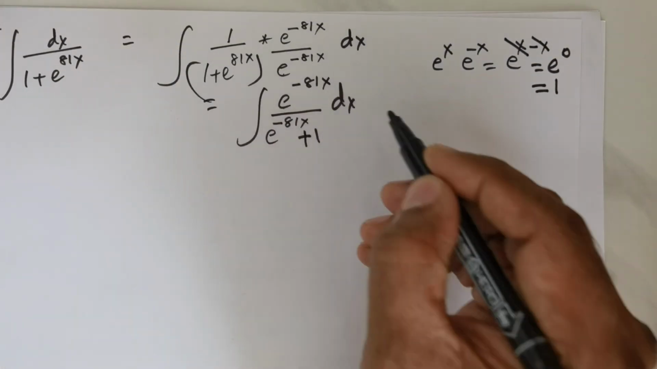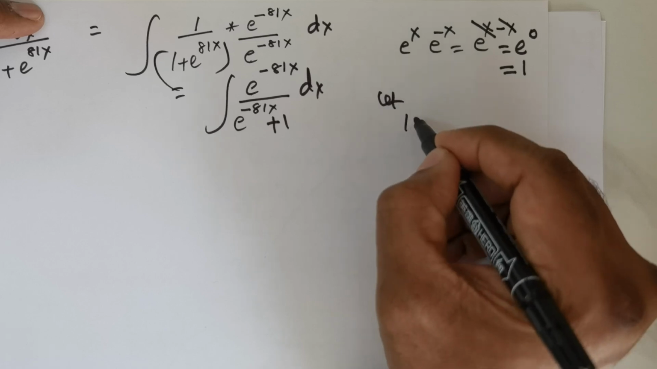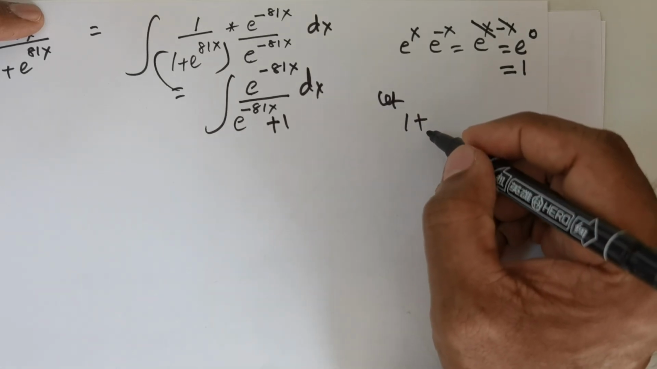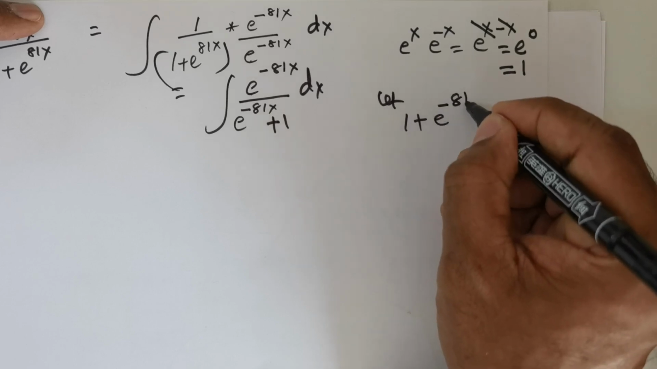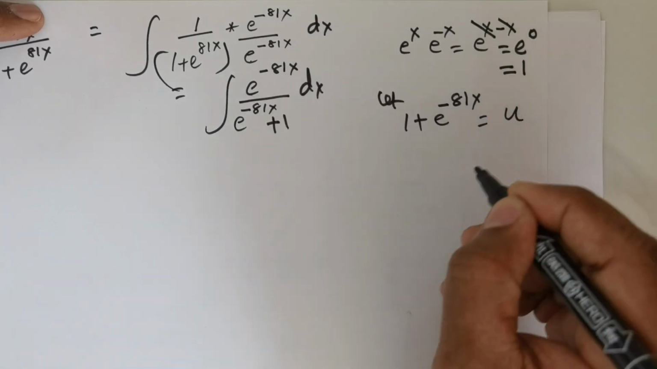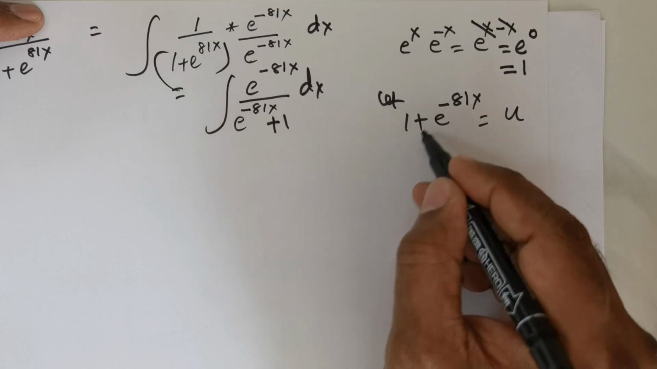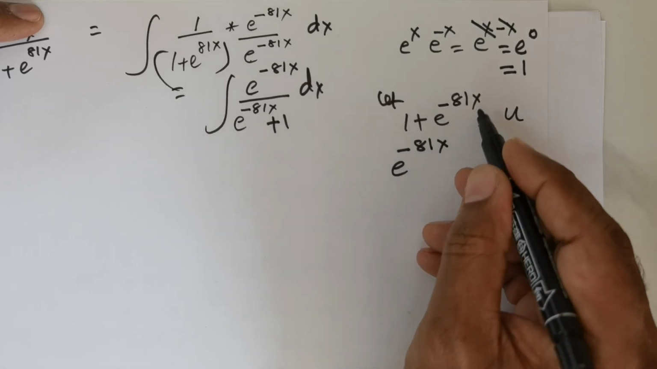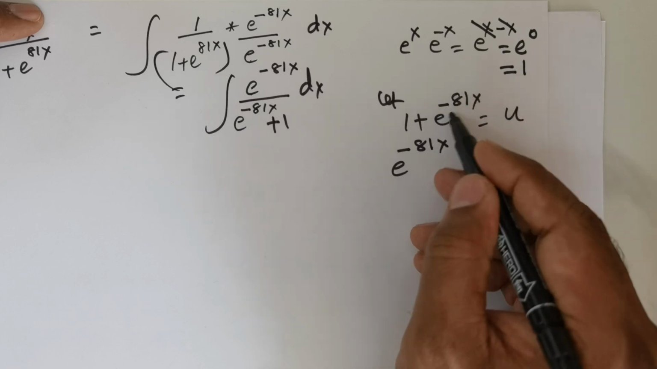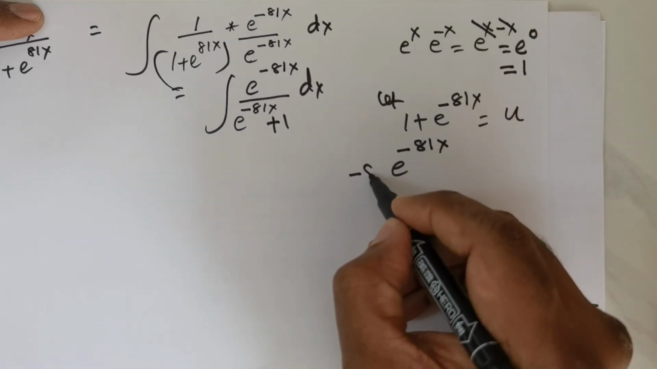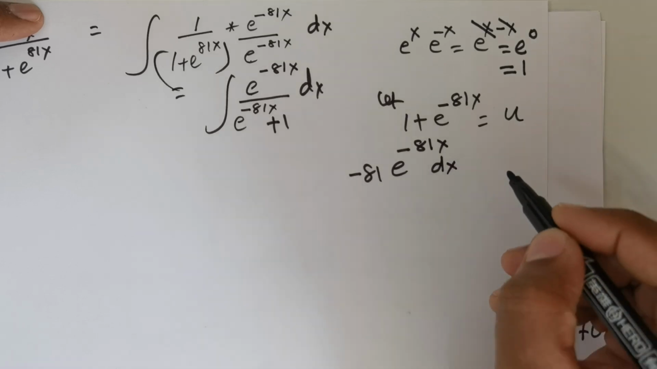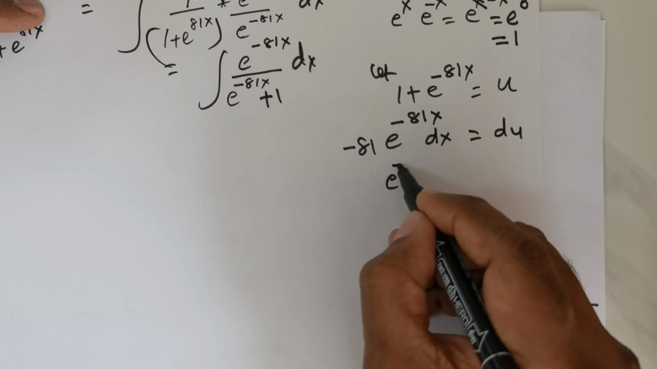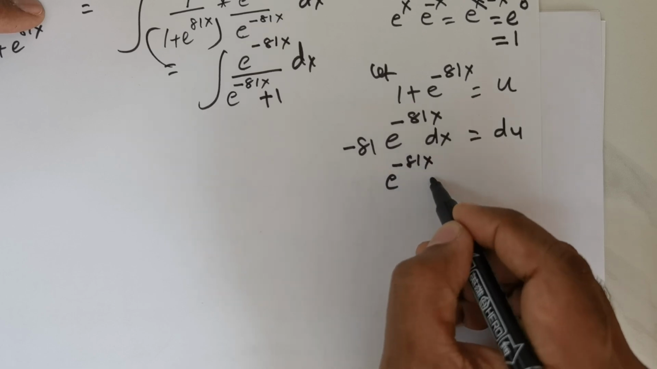Fair enough. Now what I wish to do is make the substitution as follows. Let me take 1 plus e raised to the power of negative 81x to be equal to some u. I am differentiating 1, I get 0. If I were to differentiate this, I would get e raised to the power of negative 81x multiplied with the coefficient of x, which is negative 81, times the differential operator, is equal to du. Now this can be further rewritten as e raised to the power of negative 81x times dx.